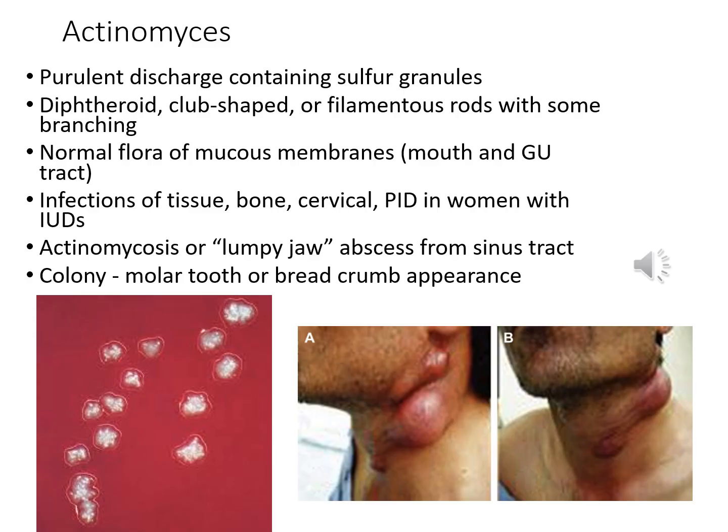So it's an abscess that actually comes from the sinus tract, but due to the swelling of the face and the location, it's referred to as lumpy jaw. So if you look at the picture, that'll give you an idea of what it causes. The colony appearance will look like a molar tooth or a breadcrumb.